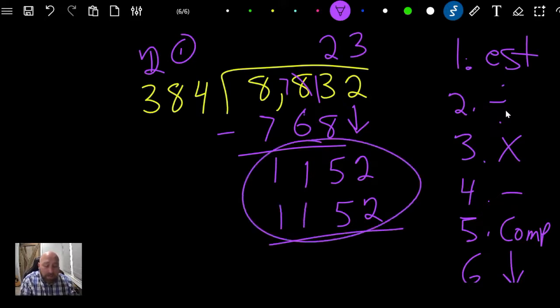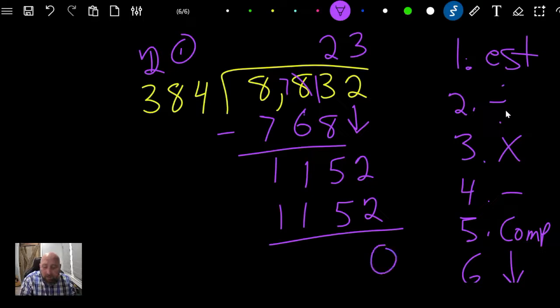Look what I got, these matchy-matchy. I love it. So now I subtract, and I get 0. I compare, it's lower, right? And then I bring down, but I don't have anything to bring down, so I'm done. This would be my solution. So 23 would be the answer there.